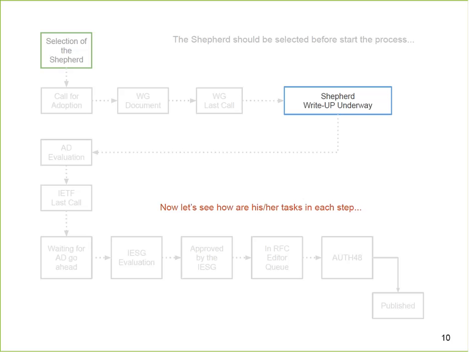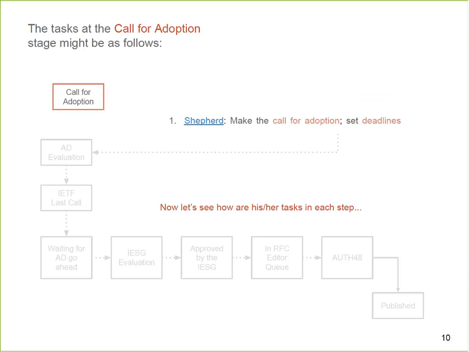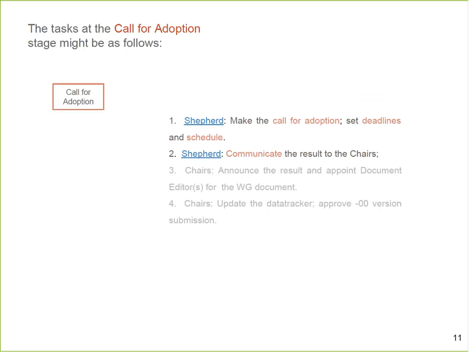For me, it would be good, of course depending on the person who is selected and the maturity of the content of the document, but of course it would be before the last call. Okay. To continue, this draft states the function for each step. The task at the call for adoption will be for the shepherd to do the call for adoption, set the deadlines and schedule, and communicate the results to the chair. That's what it states in the draft.